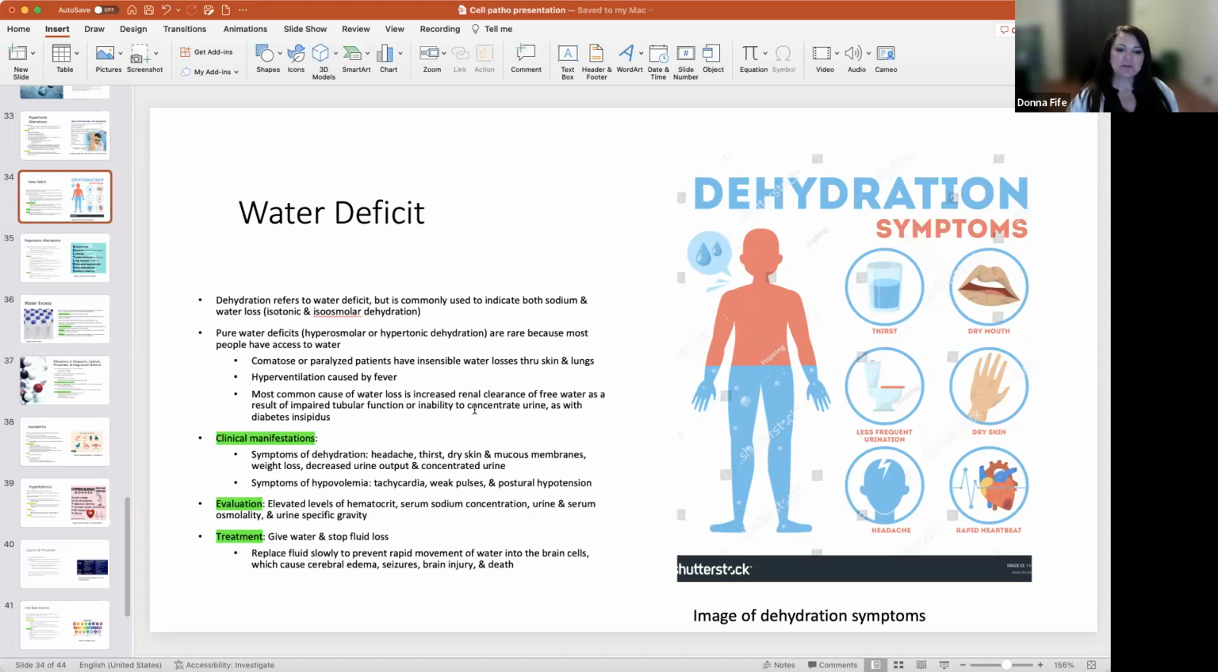Evaluation: elevated levels of hematocrit. We can look at serum sodium concentration, urine and serum osmolality, and urine-specific gravity. Treatment is to give water to stop fluid loss. Replace fluid slowly because rapid movement of water into the brain cells can cause cerebral edema and lead to seizures, brain injury, and death. So you want to treat this fluid replacement slowly.